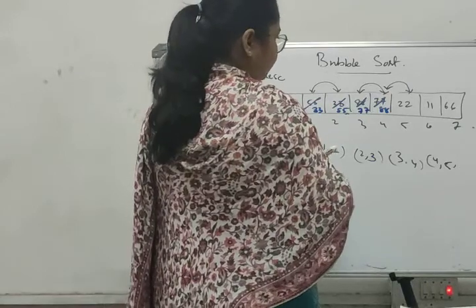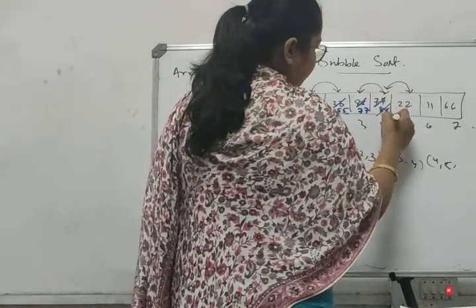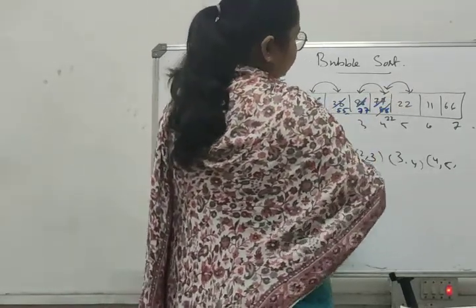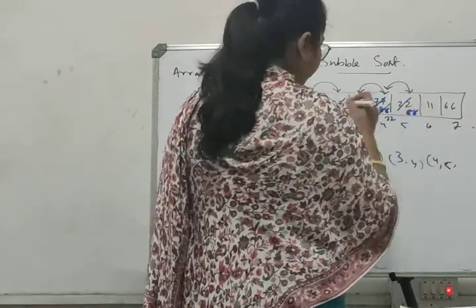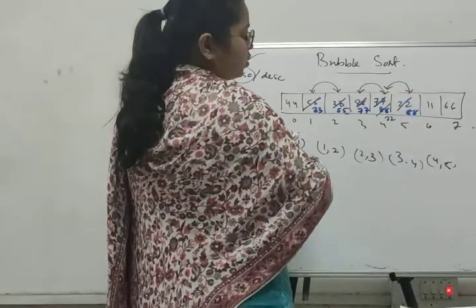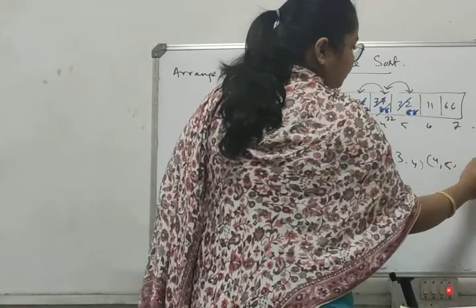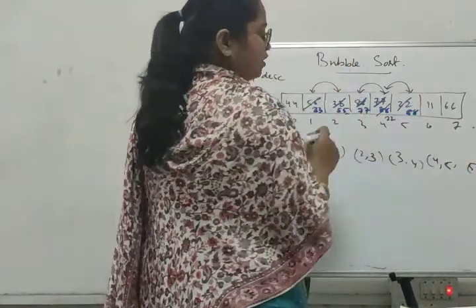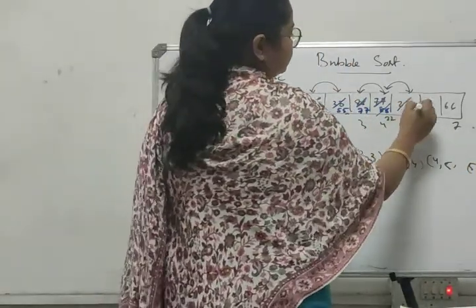What do you have to do? In place of 88, write 22, and in place of 22, you simply write 88. Again, go on. 5 and 6 are checked. 88, 11. Is it a conflicting pair? Yes, it is.